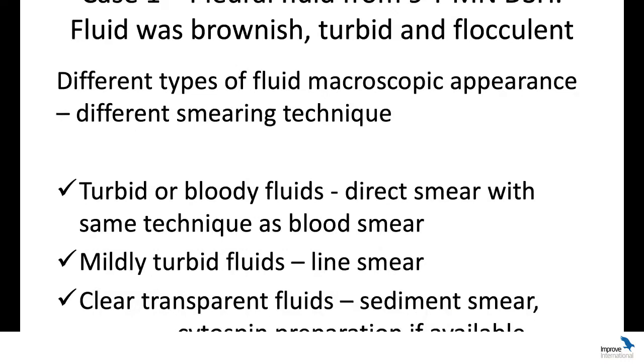Okay, so the first case that we had was a brownish, turbid, flocculent fluid, and different types of fluid on macroscopic appearance will require different smearing techniques. So it's really important to reinforce this idea that you can't just do the same technique for all sorts of fluids and get the same quality of samples. If you have really turbid fluids that you can't read or see letters across, or if they're bloody, then doing direct smears, the same technique as you would for a blood smear, is the best way to do a smear from that fluid.